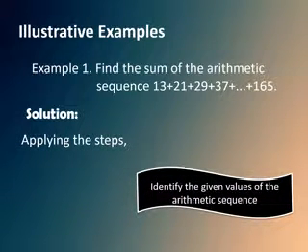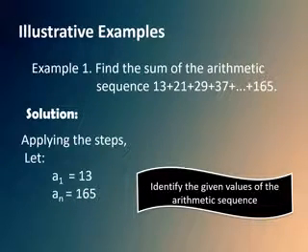identify the given values of the arithmetic sequence. So we let a sub 1, the first term, is equal to 13. A sub n, the last term, is equal to 165. D is equal to 8. We get 8 by subtracting the first term from the second term. And n is unknown.